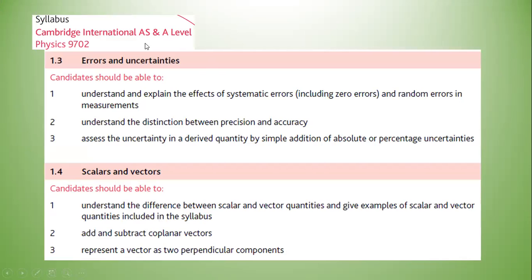Right, this is the Cambridge A-level AS syllabus 9702. Under 1.3, scalars and vectors, only this topic I don't cover. Other than that, this topic also I didn't cover, covering only this part, number 3.